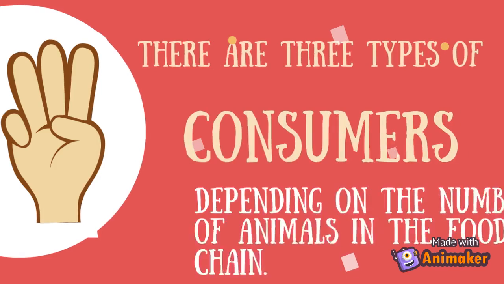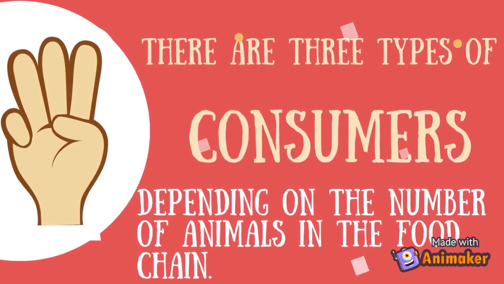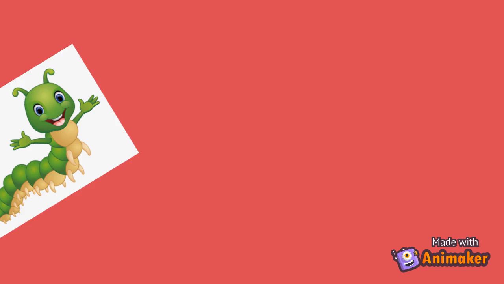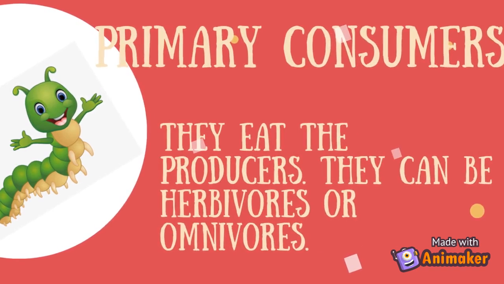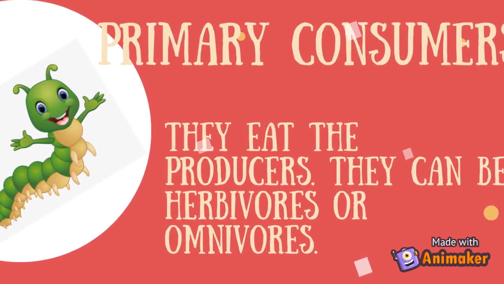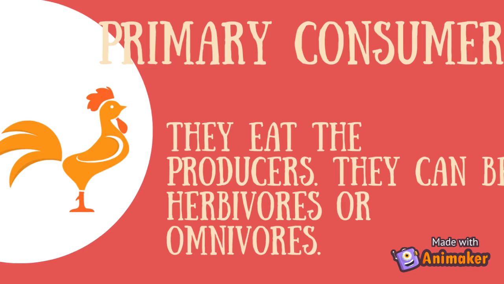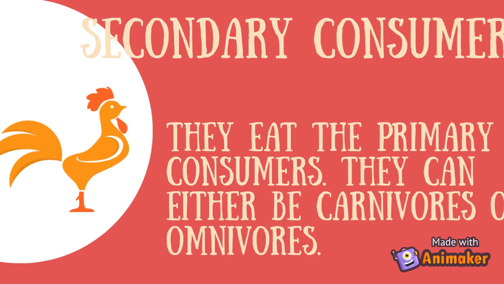There are three types of consumers depending on the number of animals in the food chain. Primary consumers are animals that eat the producers. They are called herbivores, or eaters of plants only, but they can be omnivores, which are eaters of both plants and animals. Secondary consumers are organisms that eat the primary consumers.